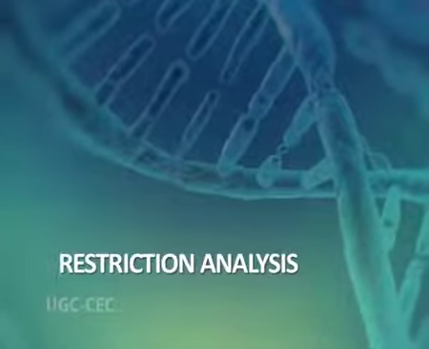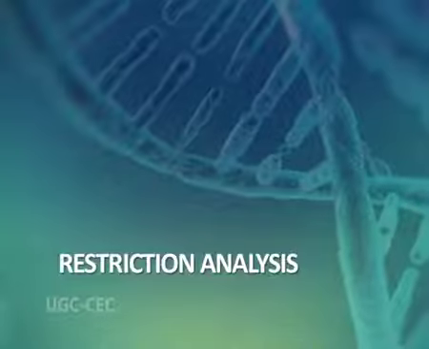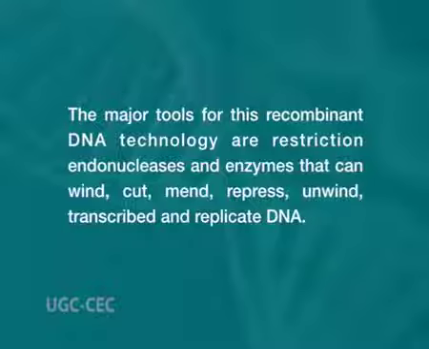After discussing restriction digestion, we'll now go to the discussion about restriction analysis. Many of the revolutionary changes that have occurred in biology over the past decade can be attributed directly to the ability to manipulate DNA in definite ways. The major tools for this recombinant DNA technology are restriction endonucleases and enzymes that can wind, cut, mend, repress, unwind, transcribe, and replicate DNA. Restriction enzymes are referred to as the molecular scissors of the molecular biologist.